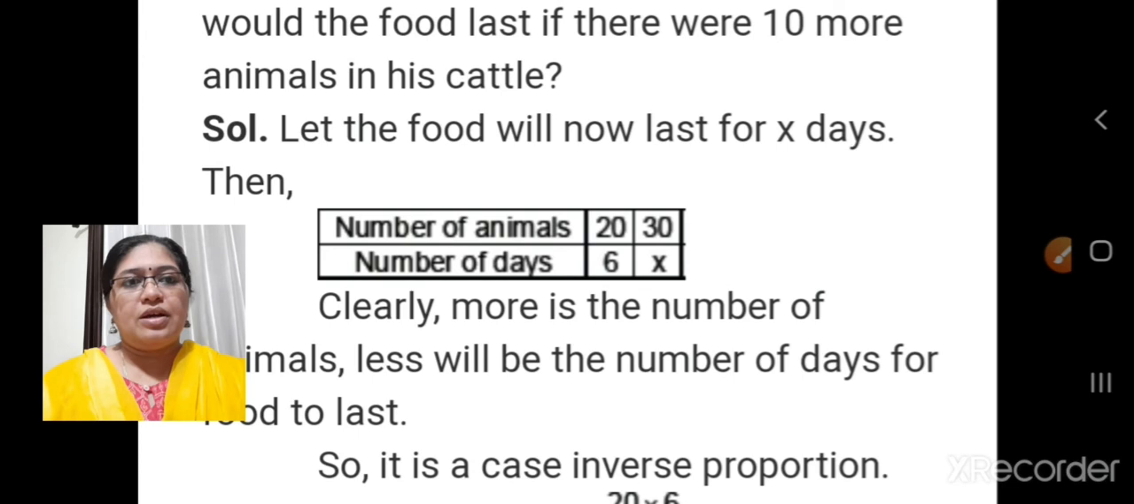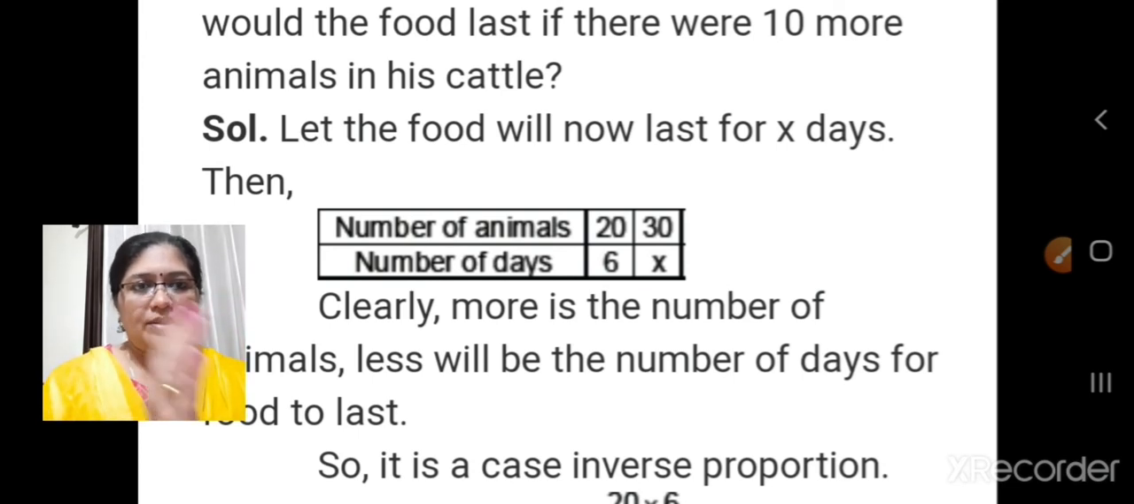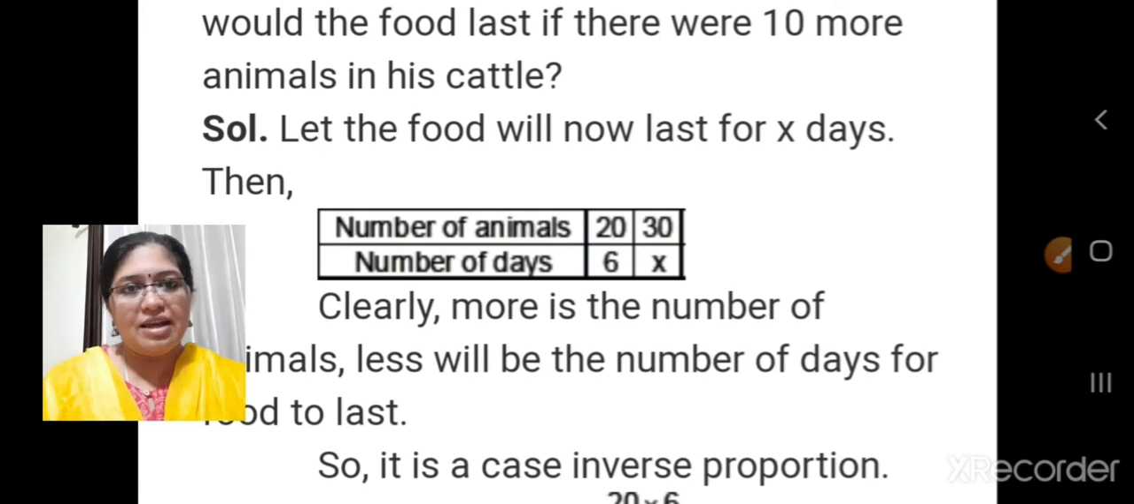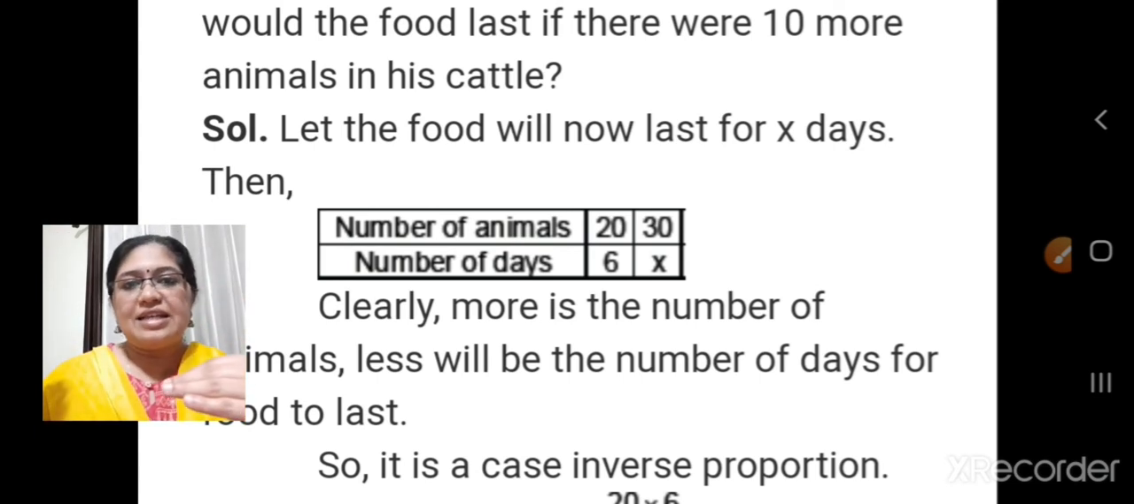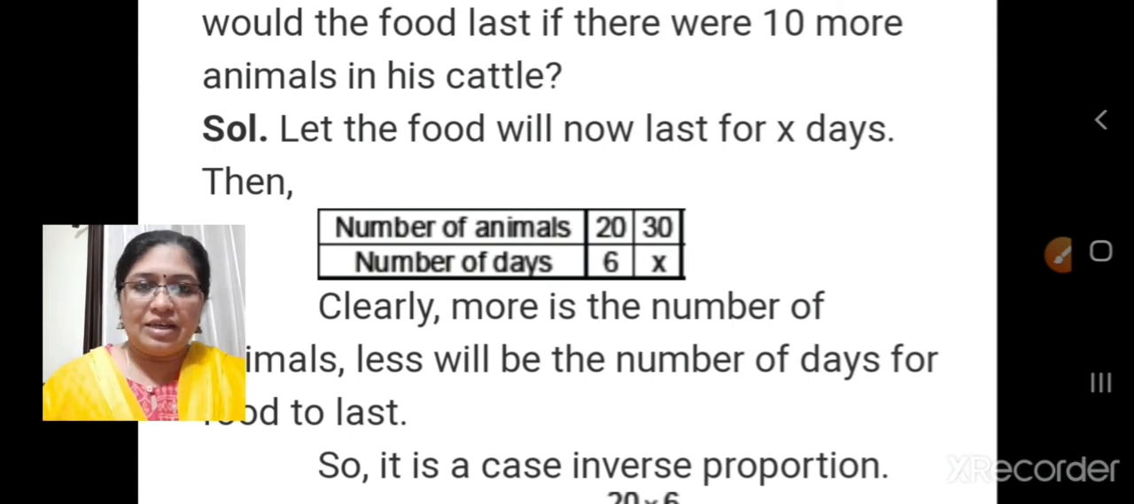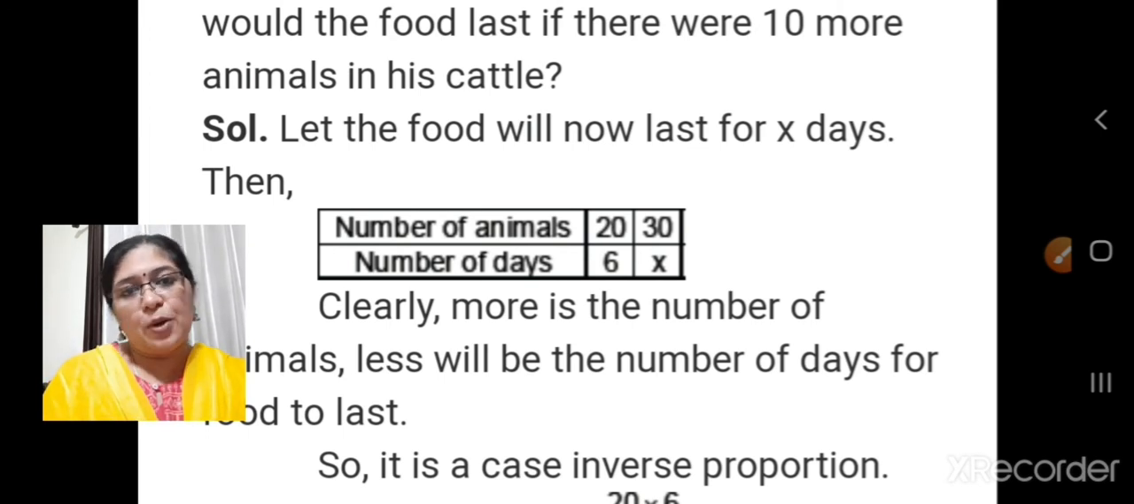let the food now last for X days. We don't know how many days. So let us write in the tabular column. Okay, number of animals and number of days it will finish. So for 20, it will finish by 6 days. If it is 30 animals, 10 more animals means 20 plus 10, that is 30 animals, for how many days it will last. So when the number of animals is increasing, the days the food will last is decreasing. When one is increasing, the other is decreasing. So it is inverse proportion. Inverse proportion means you will do multiplication.